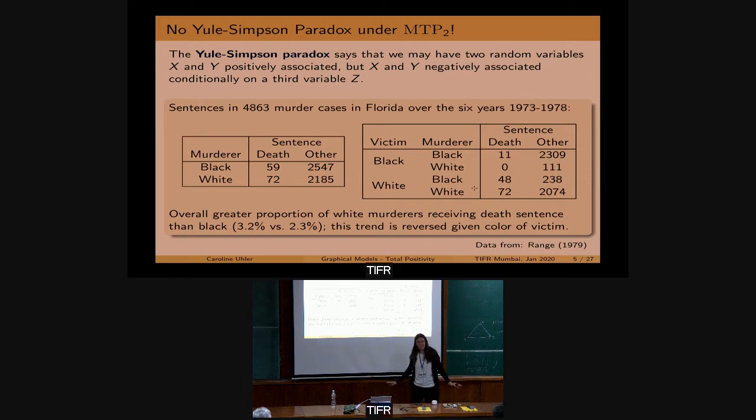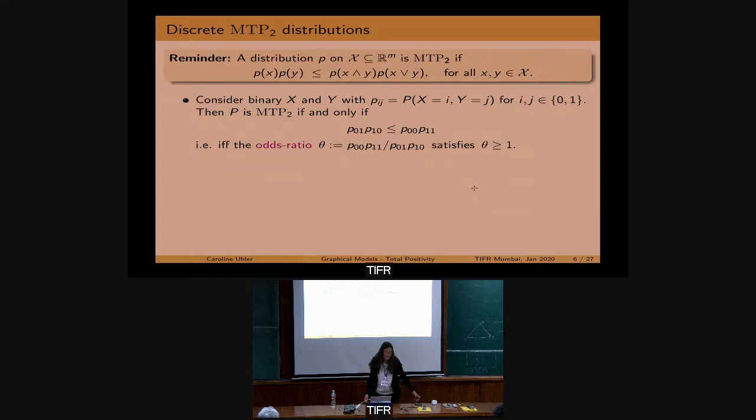So something very, very nice, right? Again, your dreams come true with MTP2. This is a nightmare when you do data analysis, right? That things like this can happen. And it's very easy to see why.